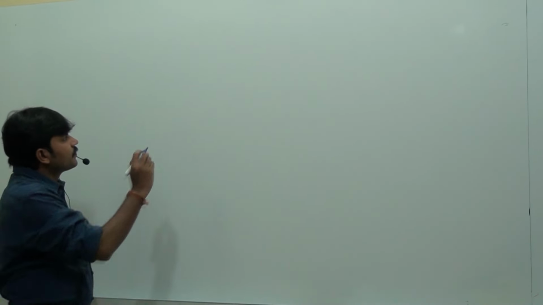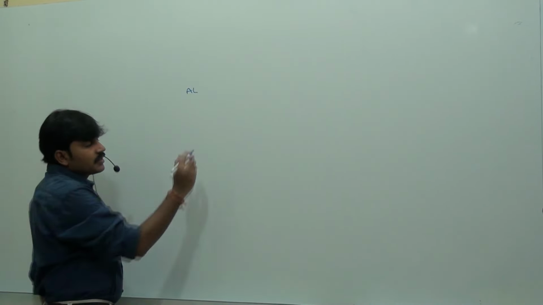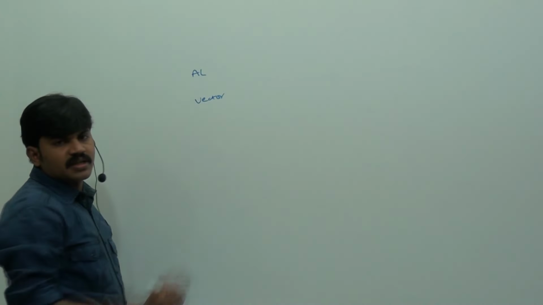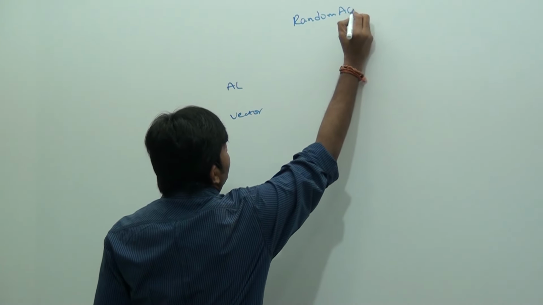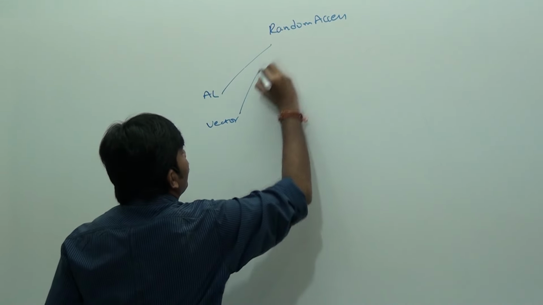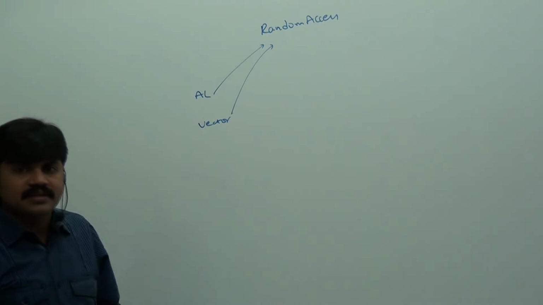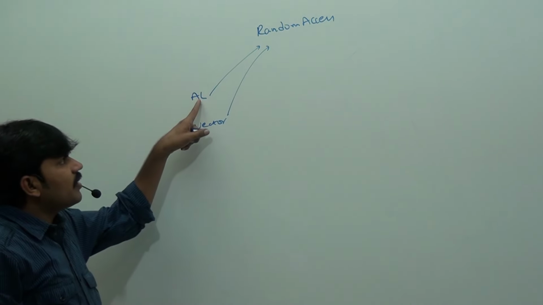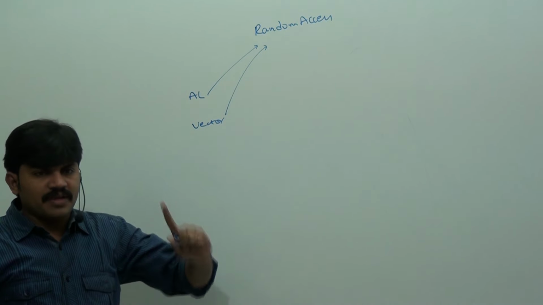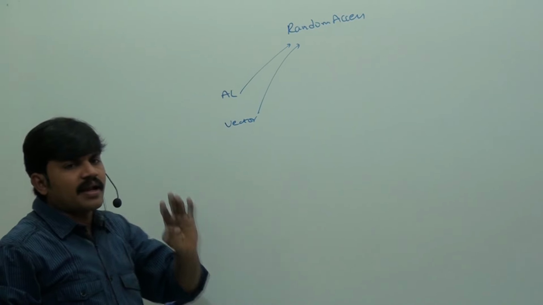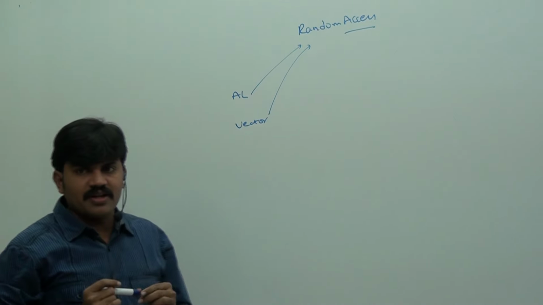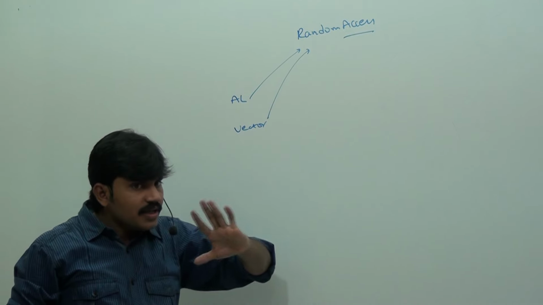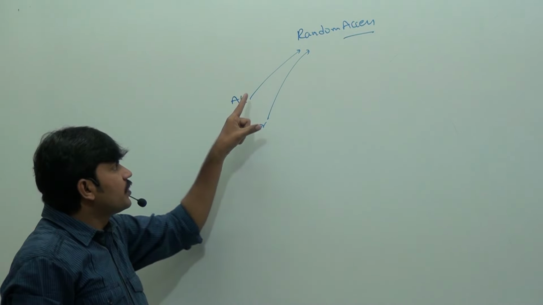Now listen. The ArrayList class and the Vector class implement the RandomAccess interface. ArrayList and Vector implement what? The RandomAccess interface. So what is the advantage of implementing RandomAccess? Any random element we can access with the same speed. Are you getting it? Any random element we can access with the same speed.